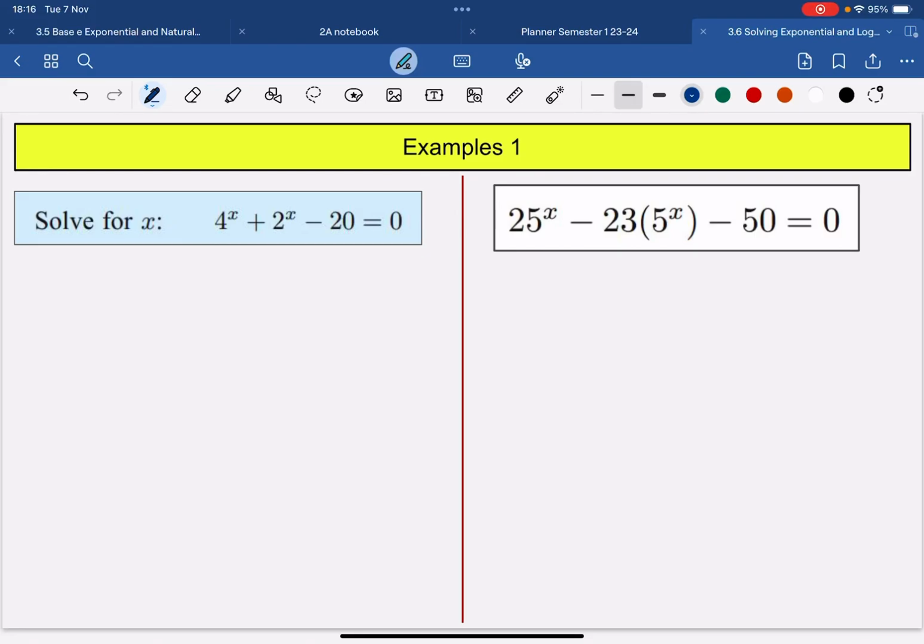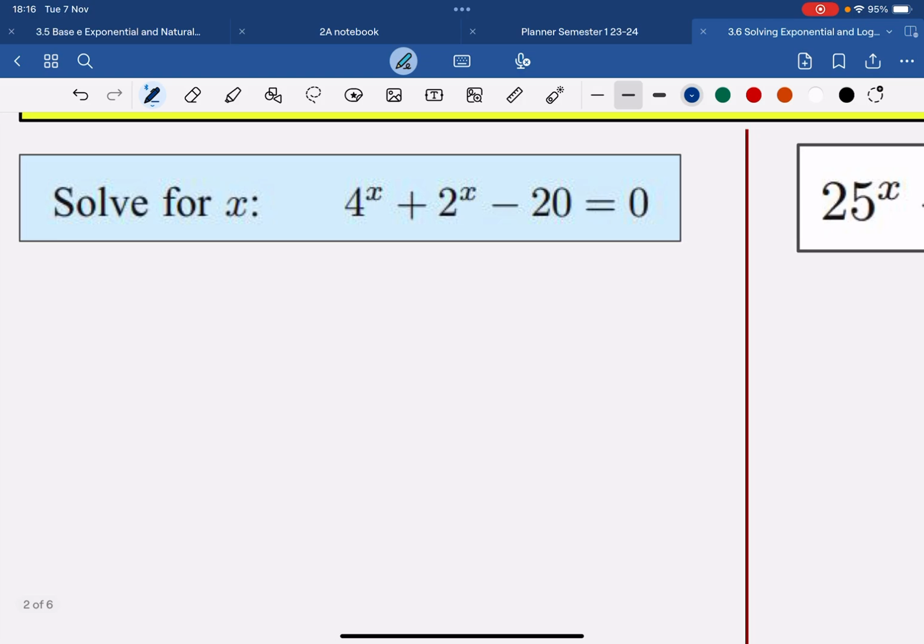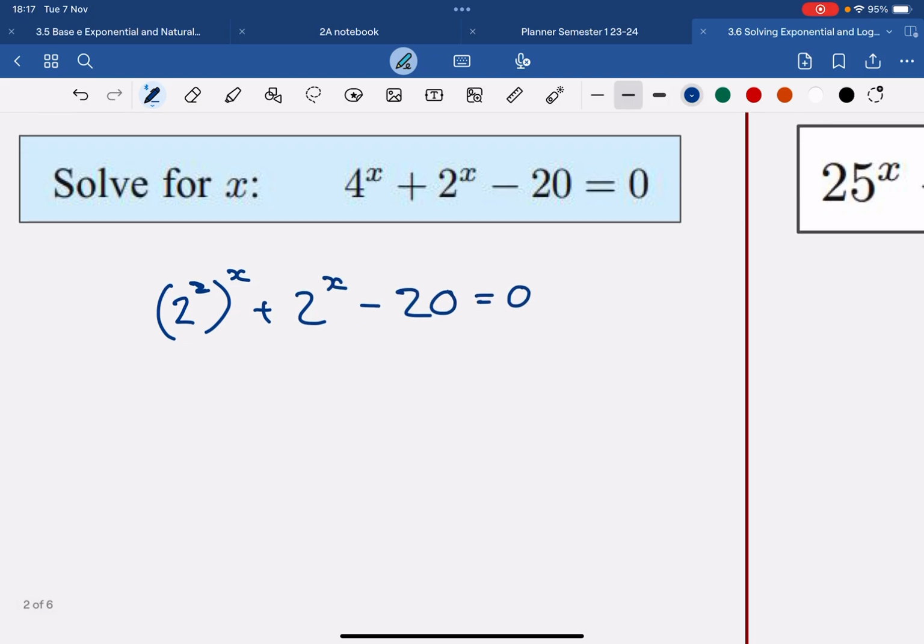So in this video, we've got two questions here, and both questions are going to involve a hidden quadratic. Now, the first thing, I've got 4 to the power of x and 2 to the power of x. These bases are different, so I want to change them and have the base number being the same. For the first one, I'm going to replace 4 with 2 squared, and that's to the power of x, plus 2x minus 20 equals 0.